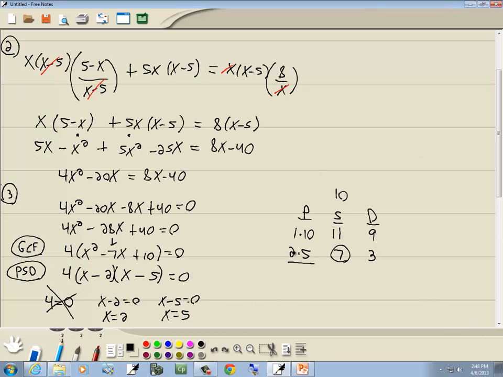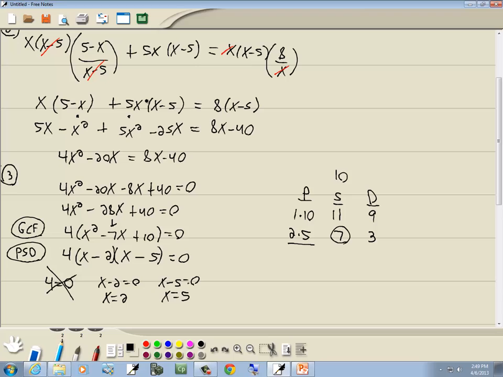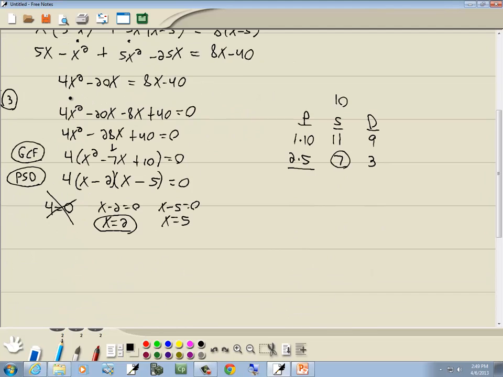Well, step 4, semi-check your answers. If I take the 2, put it up in my original problem, 2 minus 5, that's not 0. If I put 2 here, it's not 0. So that one's fine. Now if I take the x equals 5 and plug it back up here, if I put 5 in for x, I get 5 minus 5 in the first fraction here, which gives us 0. So this one causes a 0 in the denominator. So we're going to cross that one out. So our only answer is x equals 2.